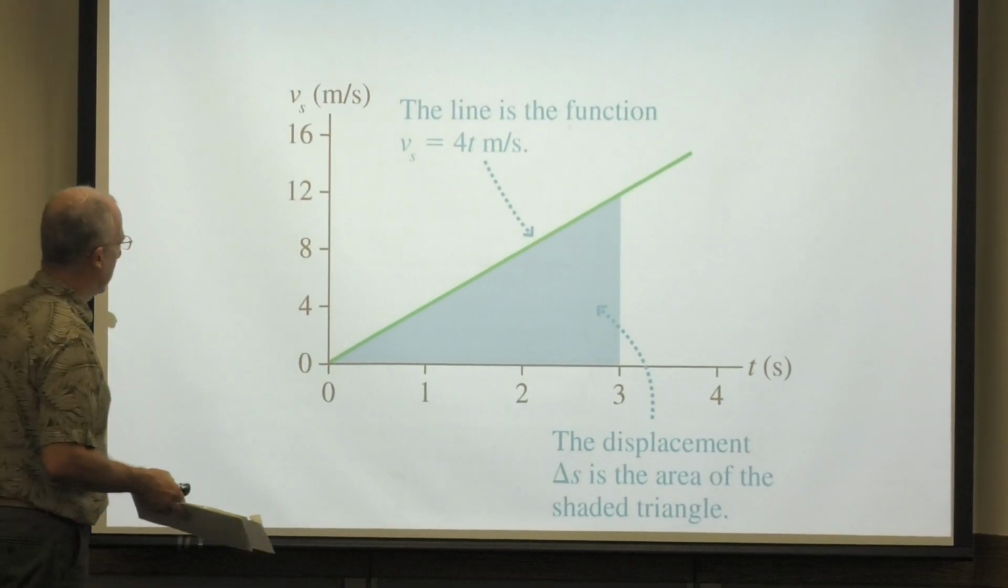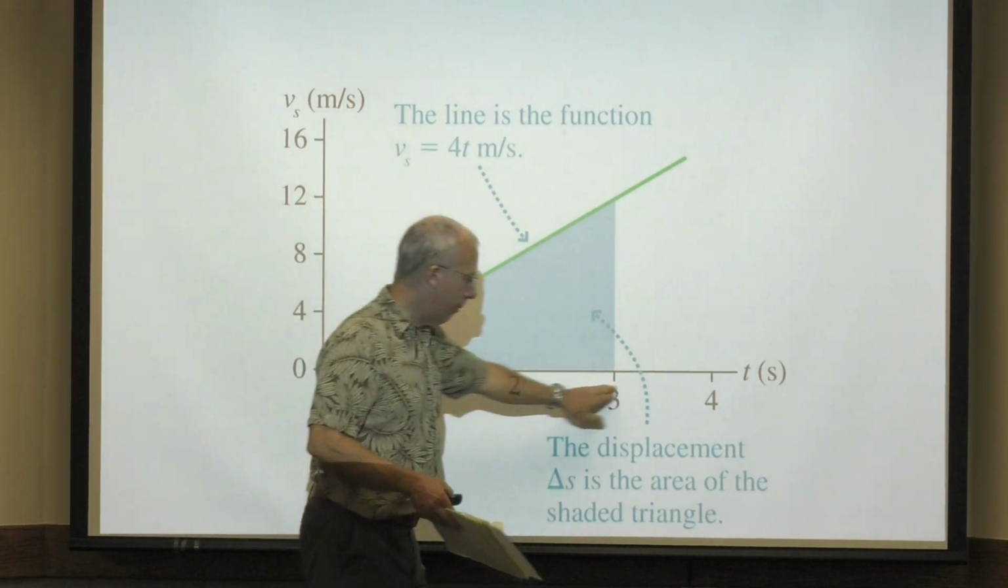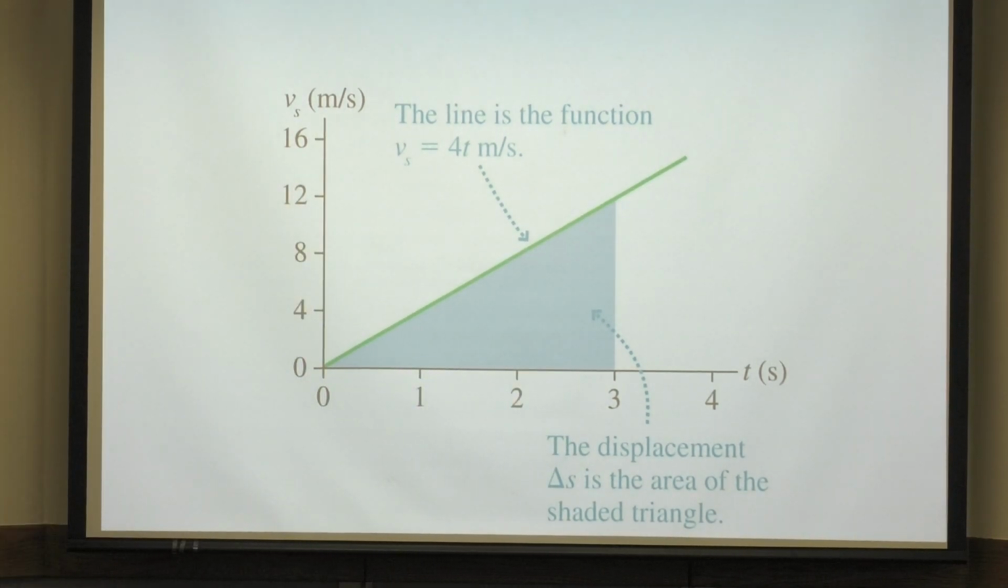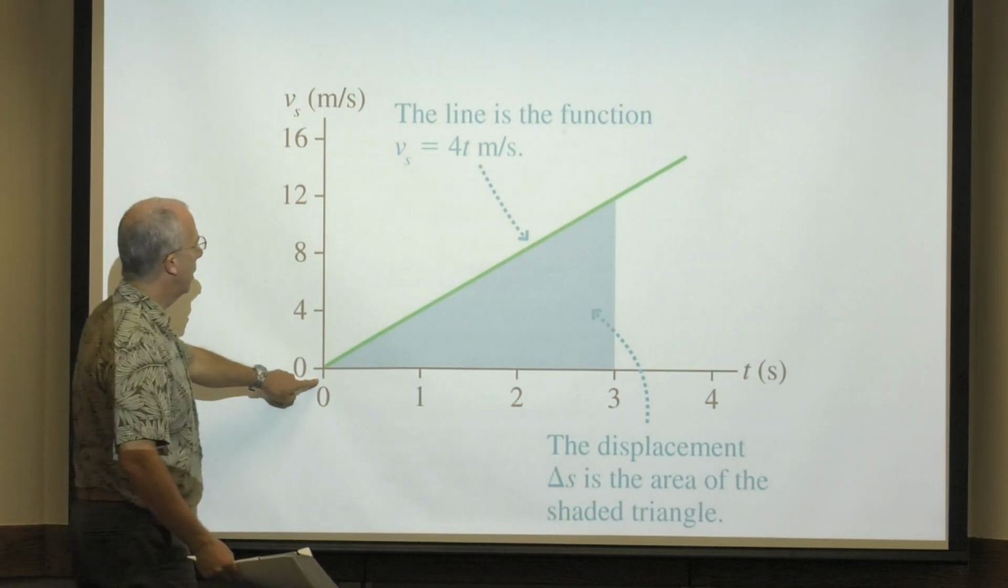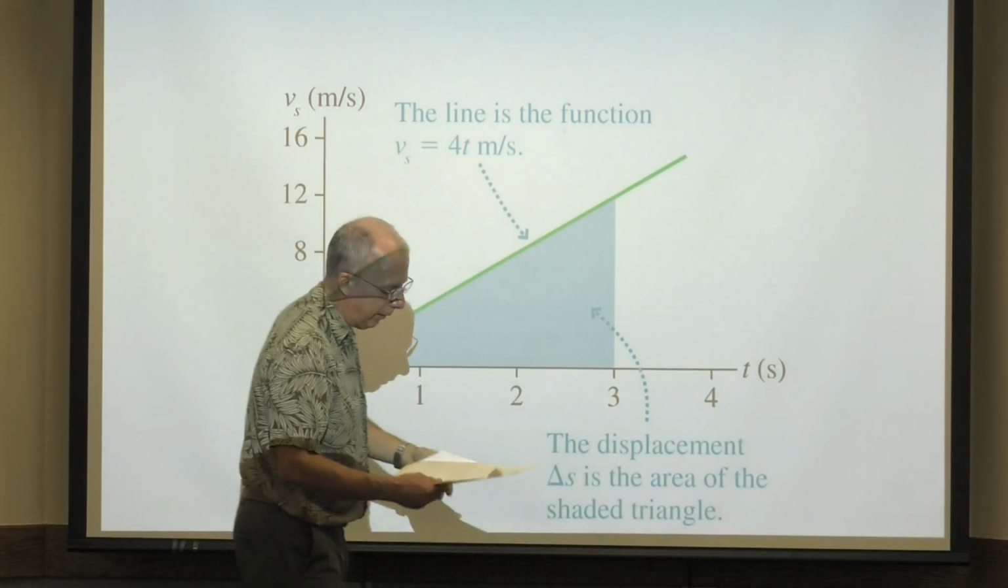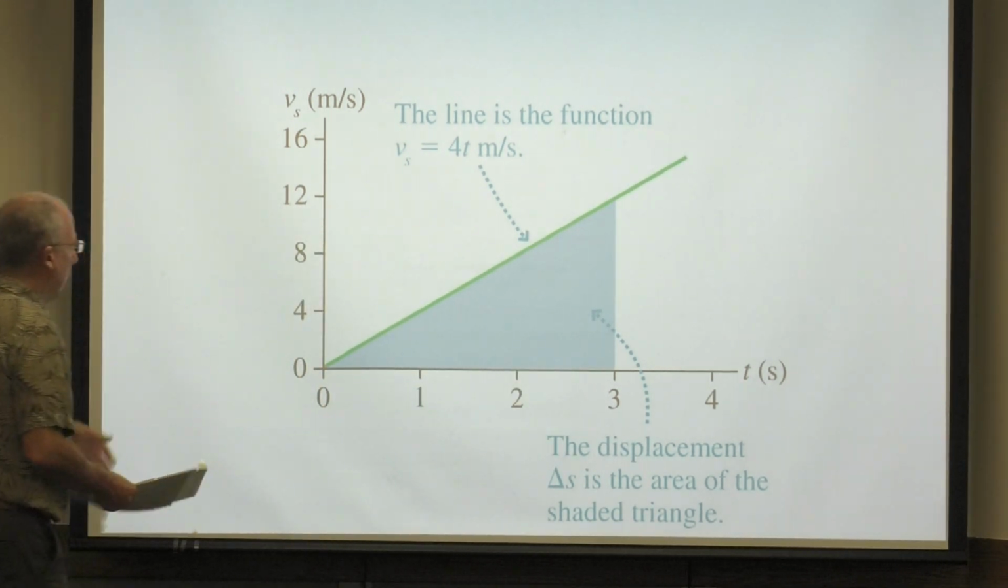All right, so this is velocity versus time. We're looking at this, right? So we start off at 0 velocity, and then we go faster and faster and faster. We want to know how far we went, okay? So you look at that.